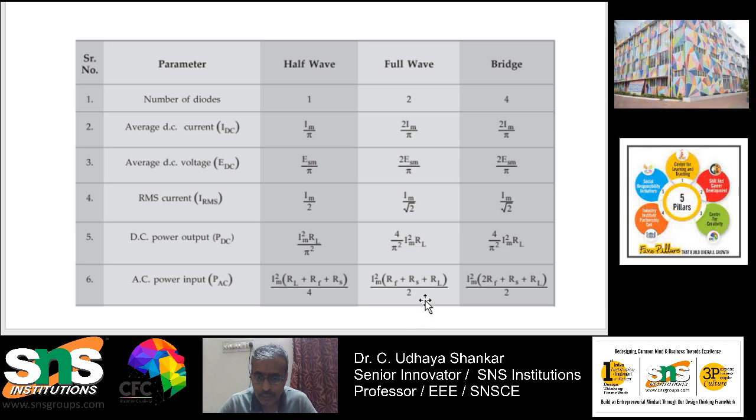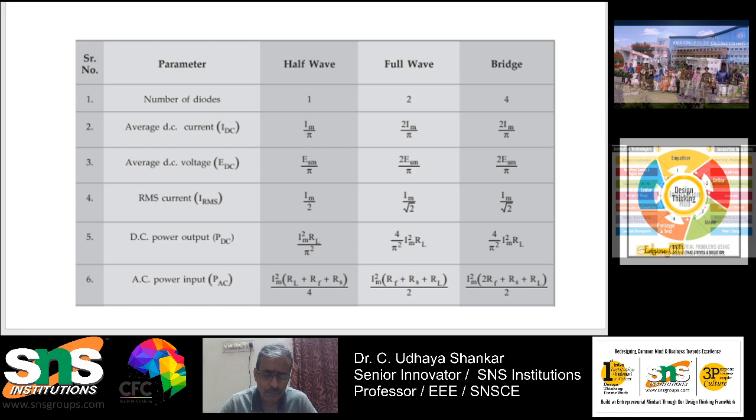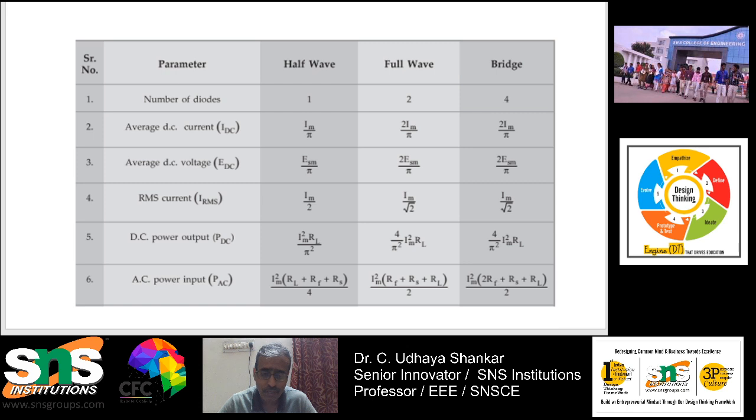So you can see that in the full wave configuration the input power taken is very less, whereas the output power is high. Just by changing the circuit configuration, the efficiency is drastically improved. That is the advantage of the full wave configuration, because of which we go for it in most circuits nowadays, in order to achieve maximum efficiency and better quality output.